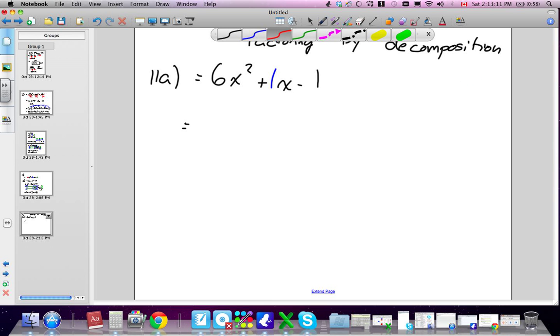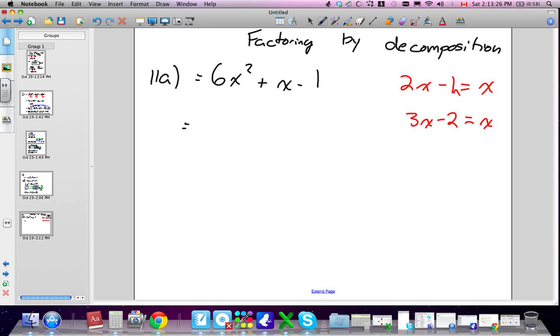We could do 4x minus 3x, 5x minus 4x, 6x minus 5x, right? These are all options here for decomposition. So what we're going to do is take numbers out. We're going to set up two that will work for this decomposition.